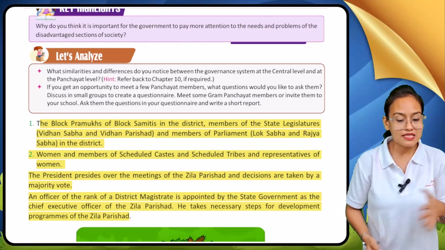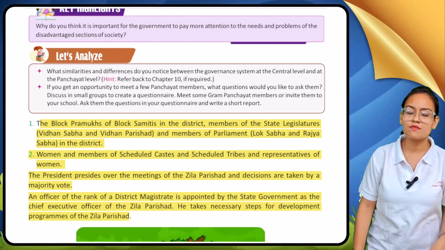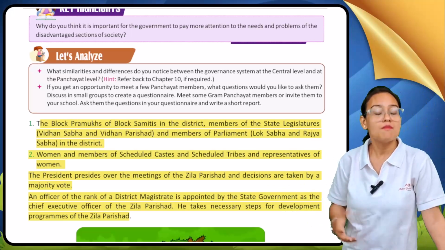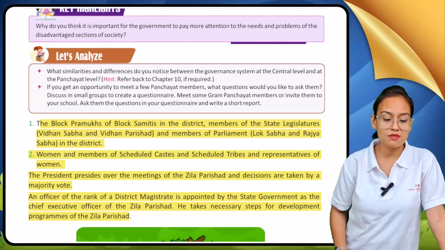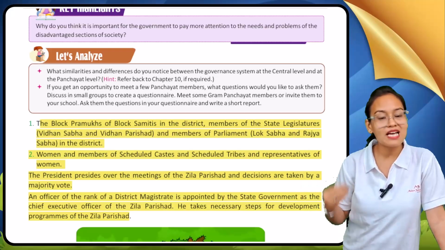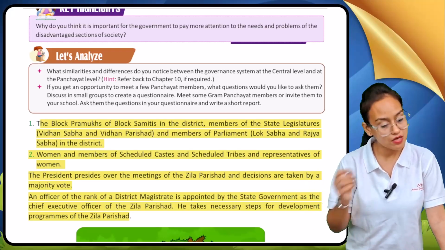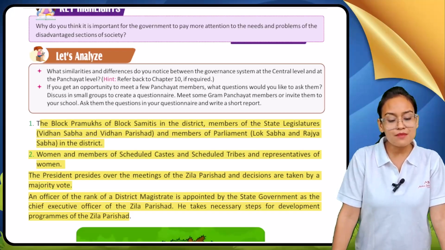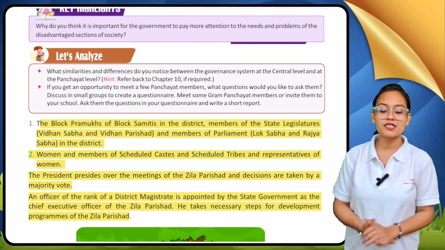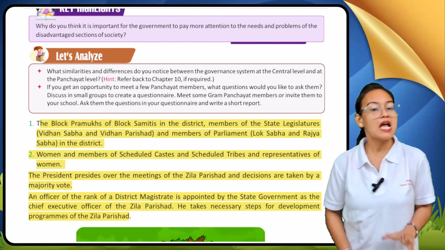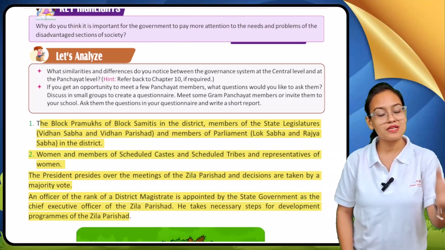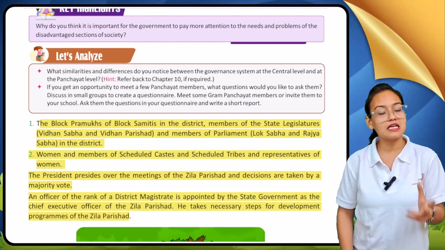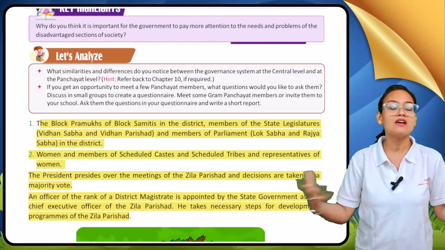And the second part is the members of the state legislature, maybe members from the Vidhan Sabha and Vidhan Parishad, and again the MPs, members of parliament from Lok Sabha and Rajya Sabha. Women and members from scheduled castes or scheduled tribes also participate in it. The president presides over the meeting of Jila Parishad and decisions are taken by majority vote. Now who is responsible for holding Jila Parishad meetings? Our president. And here the decisions are taken by the voting system.